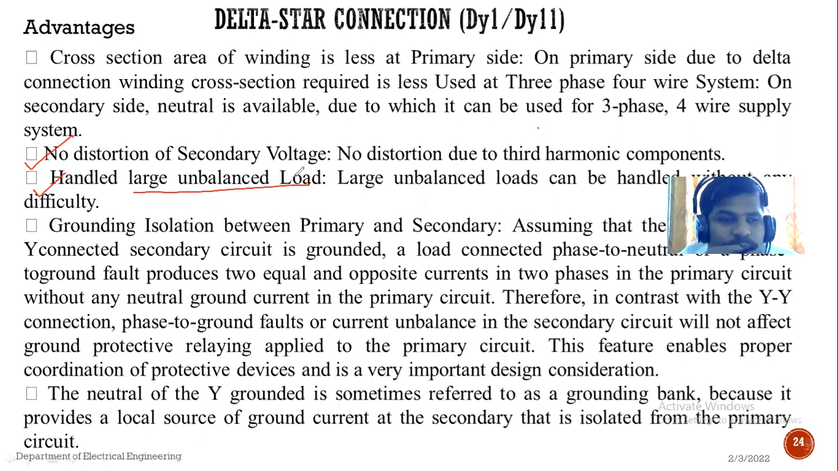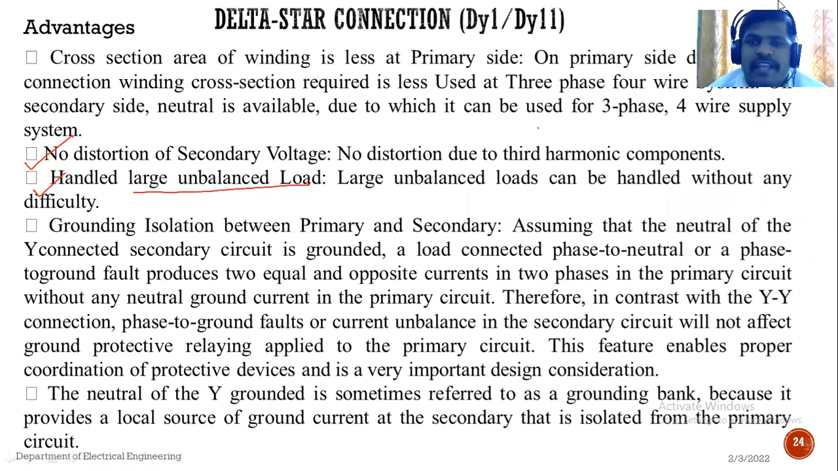Okay, now the grounding isolation between primary and secondary. The primary is connected in delta, the secondary is connected in star. Okay, so there is no ground present at the primary side. Whether the ground is present at the primary side?